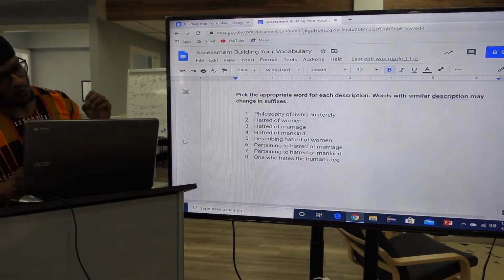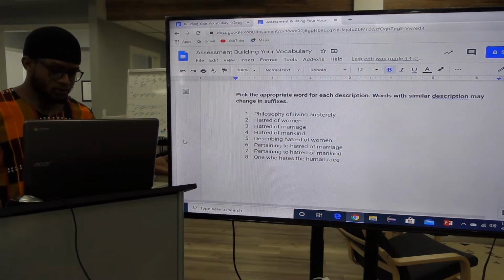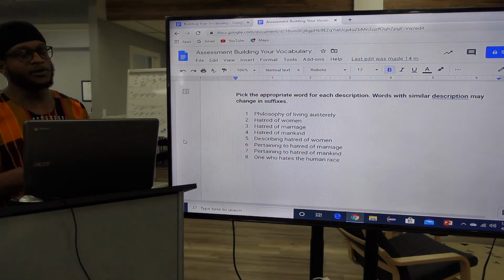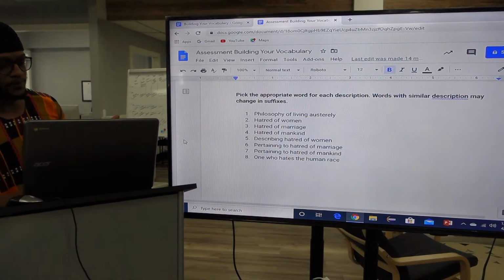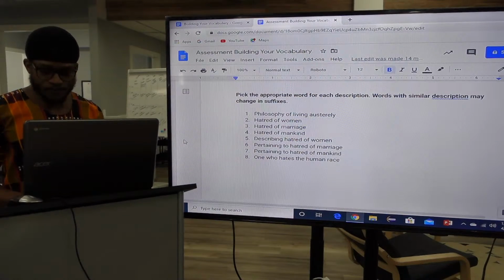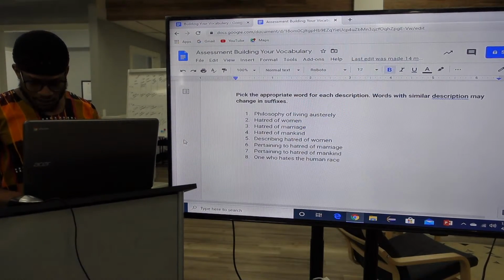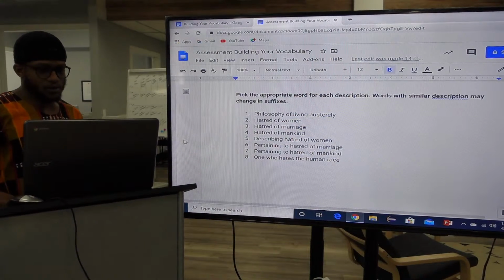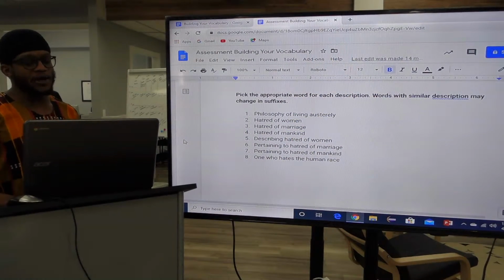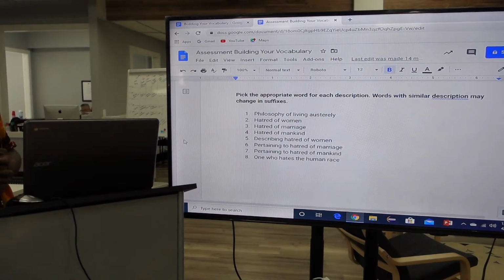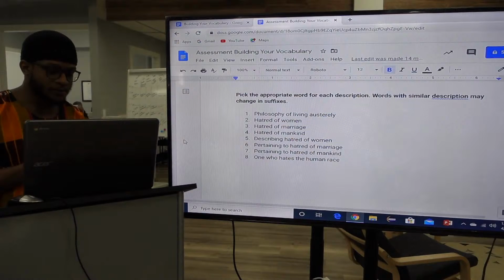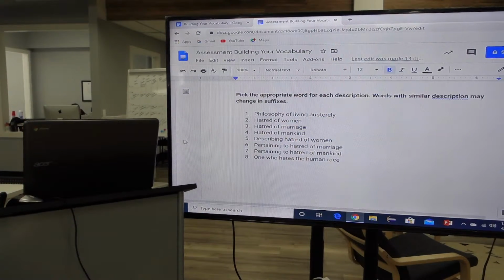So when we're seeing IST, we know that this should be a person. When we're seeing the Y, we know that they're doing something. When we see IC or OUS, we should know that this is an adjective. They're explaining something or describing something. Okay. So looking at this assessment here, number one says philosophy of living.